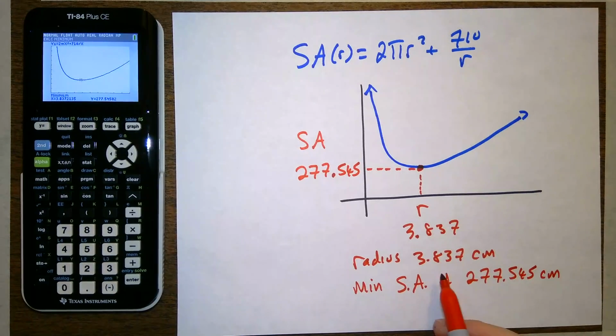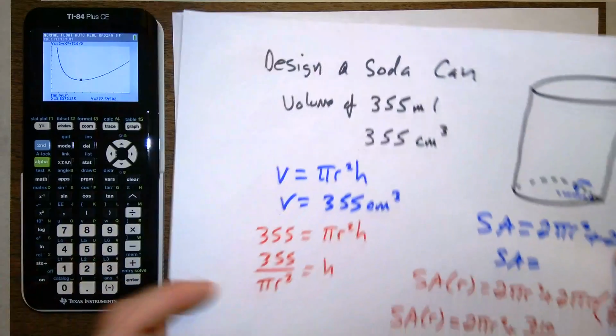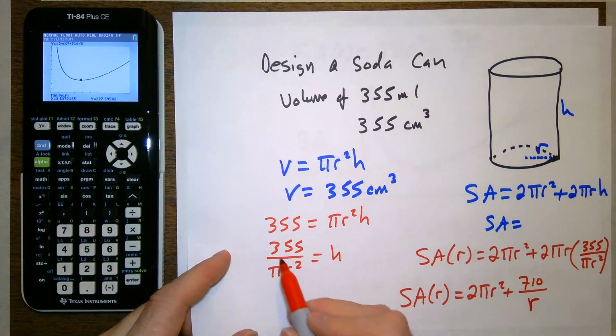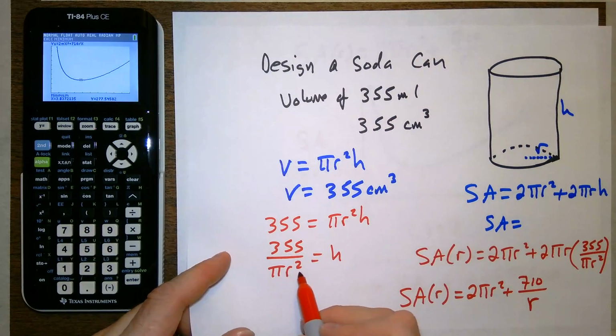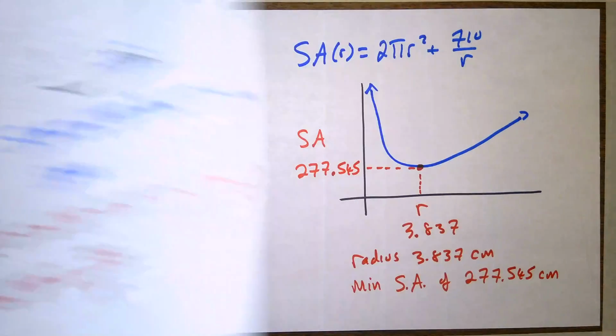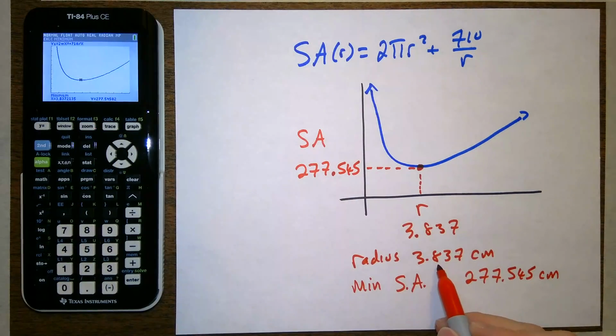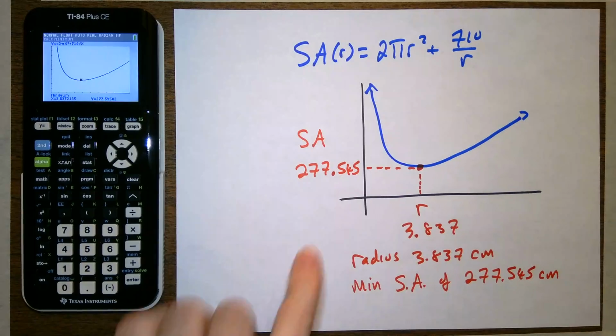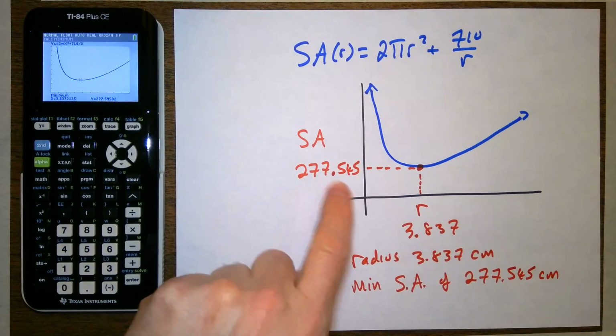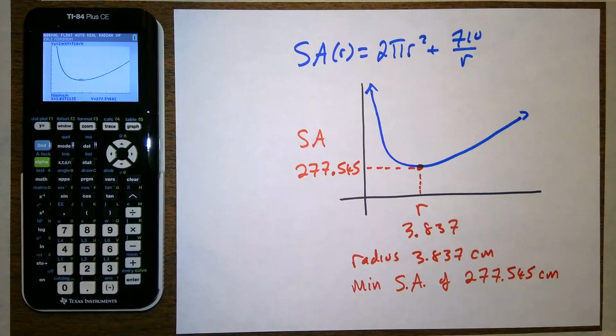What is the height of this can here? And we can use the formula from before. The height is 355 over pi r squared, and I know the radius now. So I could substitute this in, 355 divided by pi times this squared, and I could find the corresponding height as well. So here we go with an example of solving a rational equation and an application to it. So now I can know the dimensions of my can and the smallest possible surface area I can get to reduce the amount of material it takes to make the can.